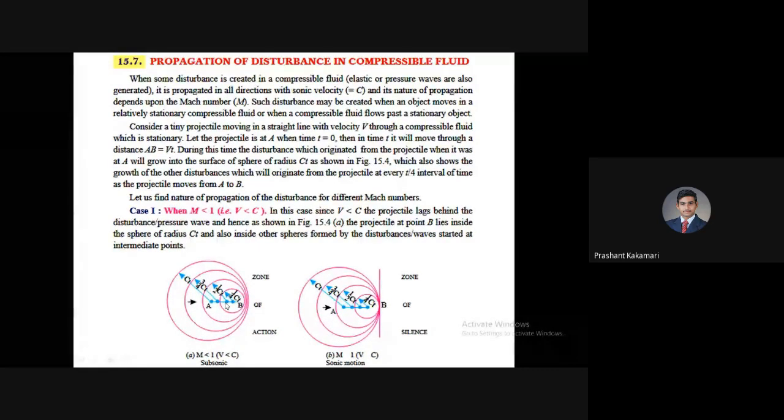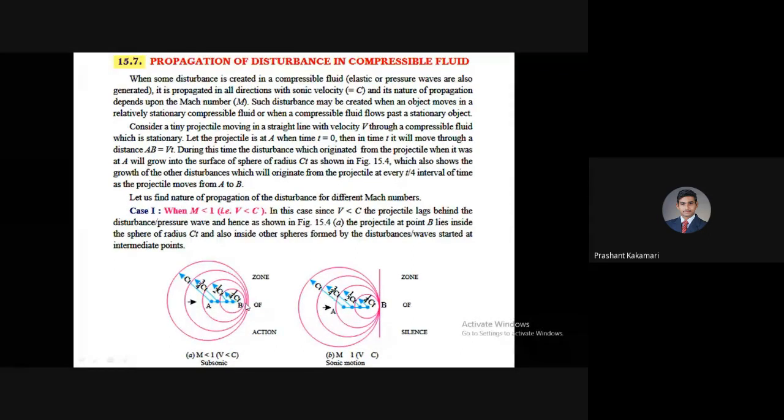Now here what we need to understand is the zone of silence. This is the zone of silence actually. The zone of action is inside the circles where the disturbance is heard. So the body speed is less than the speed of disturbance, so the disturbance will be heard first. Then the body will approach the observer.